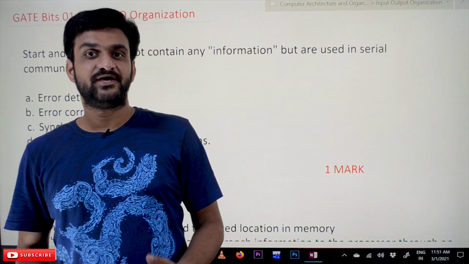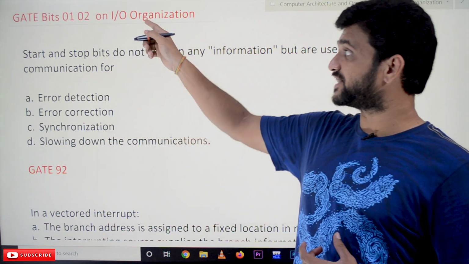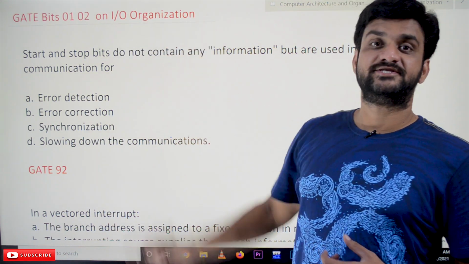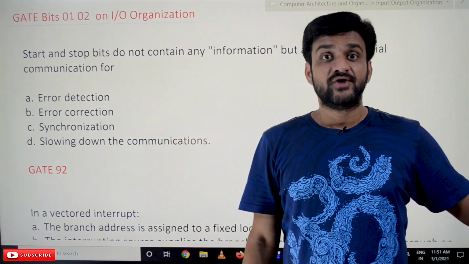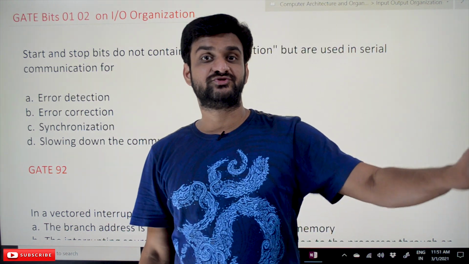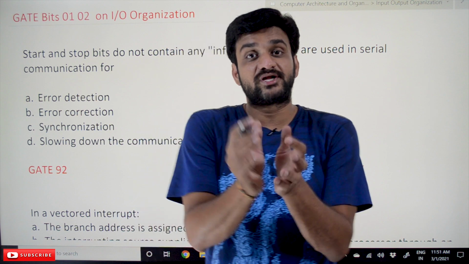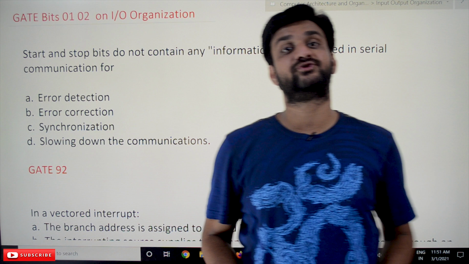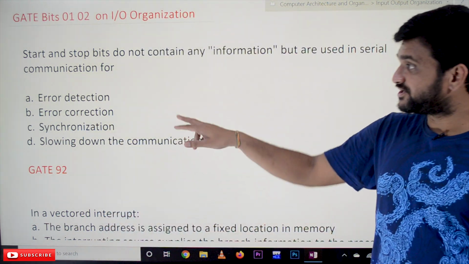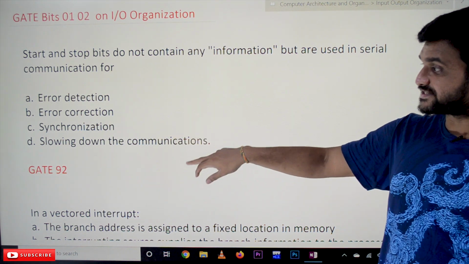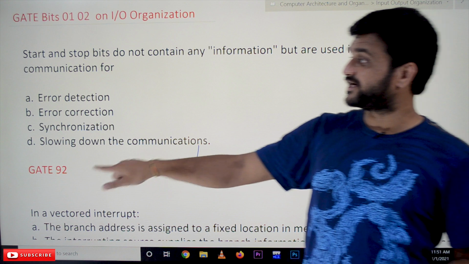I am Vikram. In this class, we'll try to solve some GATE bits, and these GATE bits were asked on IO organization. The concept related to IO has already been discussed in our previous videos. If you haven't watched those videos, please watch them. So we are going to discuss these bits under the assumption that you have already watched the content related to IO organization. Now coming to the bits, we are going to solve two bits. One was asked in GATE 92 and the other was asked in GATE 95.